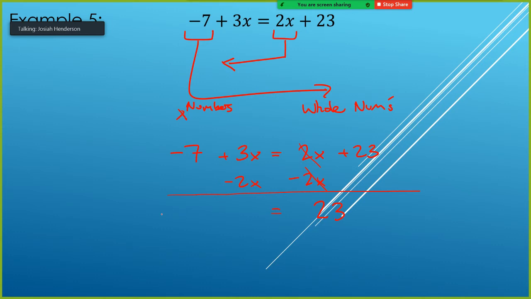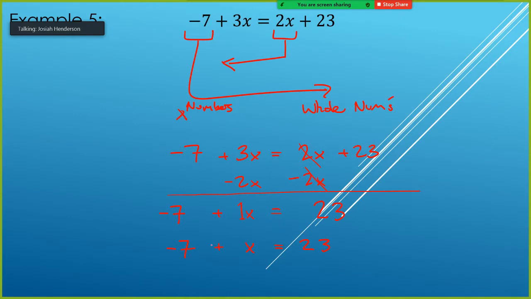Cool. On the left, we've got negative 7. Okay, now this is tricky. 3x's minus 2x's. How many x's are left? It's like saying 3 minus 2. It's just 1. So 1x. Okay, technically it's a 1x. I'm going to actually get rid of that 1 on my next step because 1 times x is just x. Okay, now this looks like one of our first problems. It says negative 7 plus x equals 23.